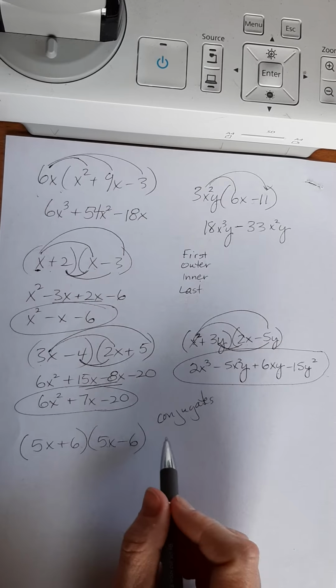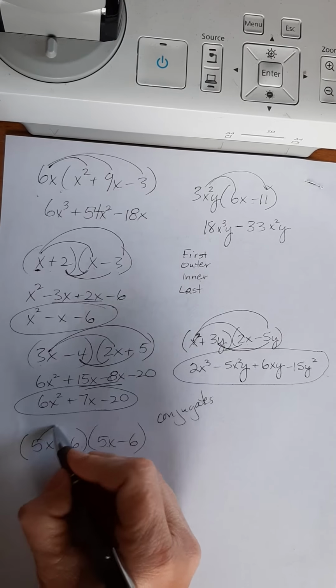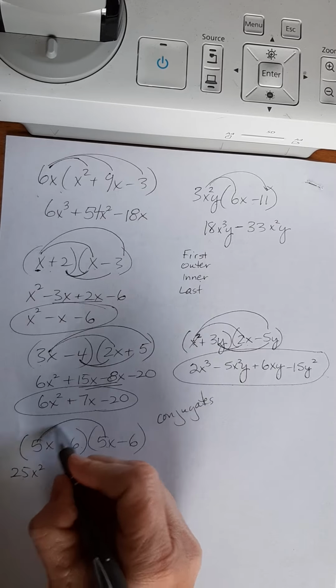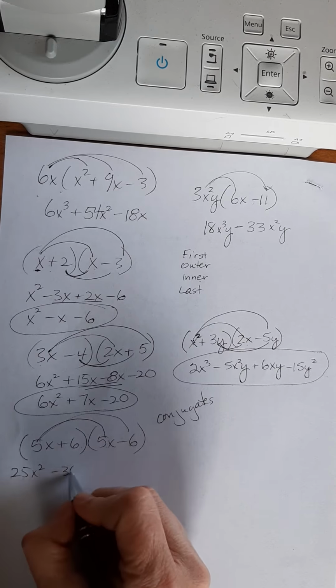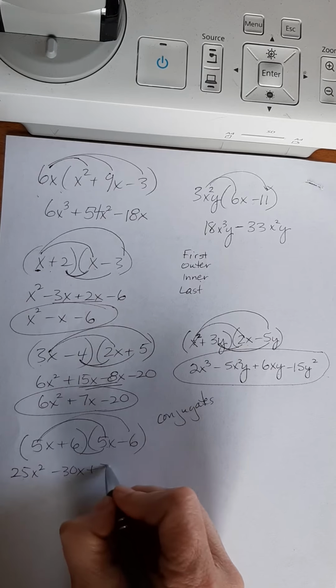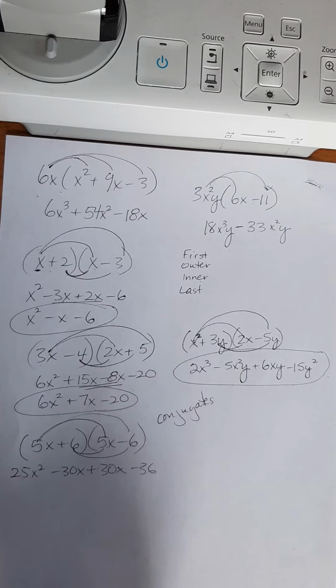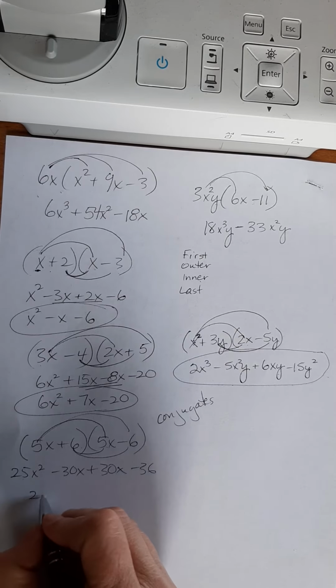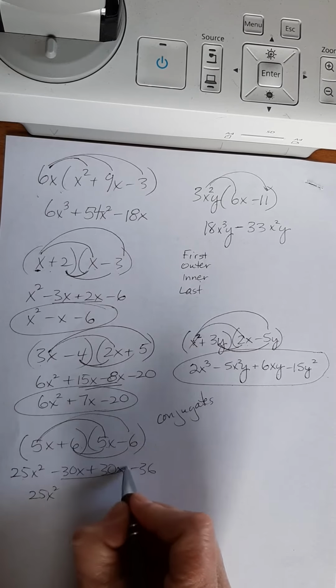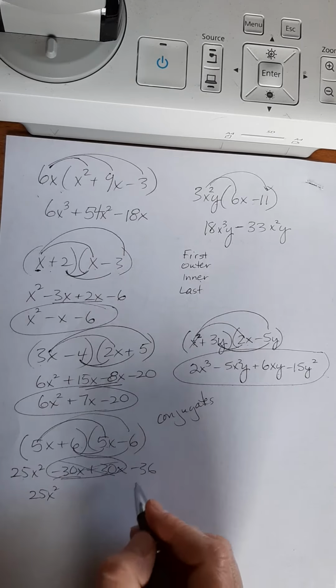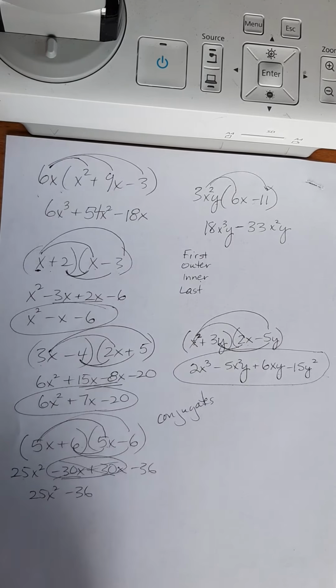Now, something special when you multiply conjugates. Notice how you start off normal, first terms. You even do the outer terms, -30x. Inner terms, +30x. Last term, -36. Well, when you try to combine terms, notice what happens. 30 and -30 cancel. That leaves you with just 25x squared minus 36.